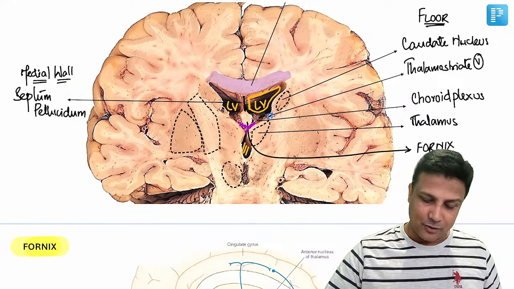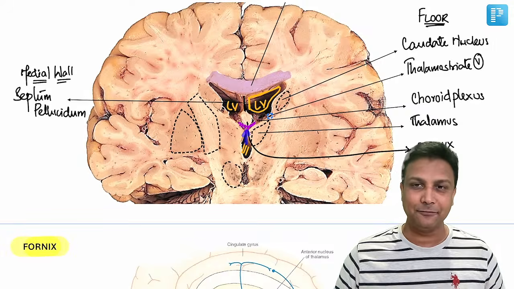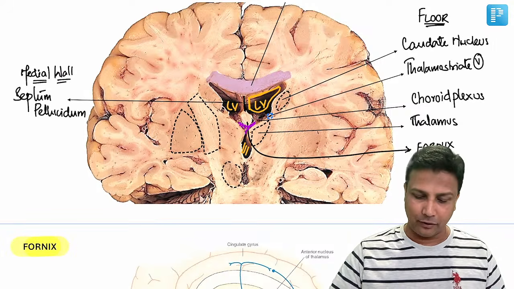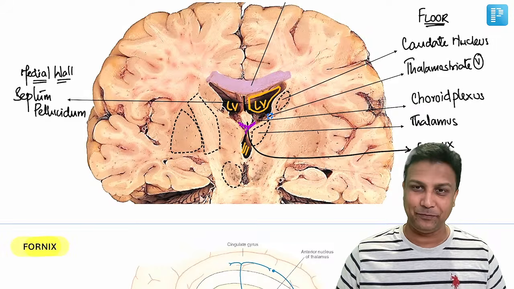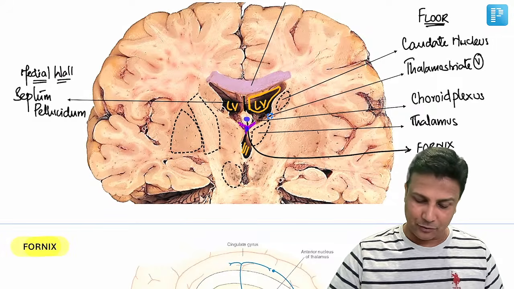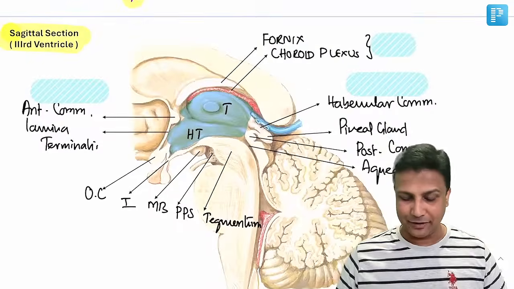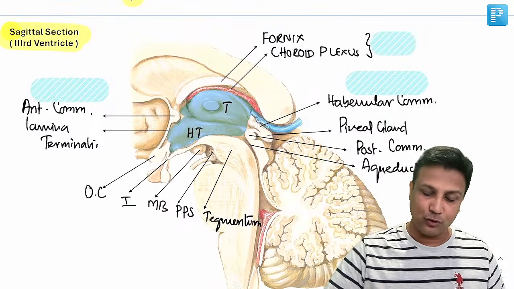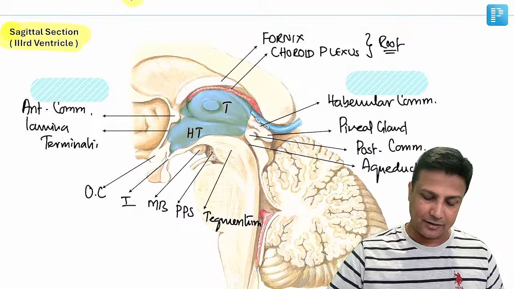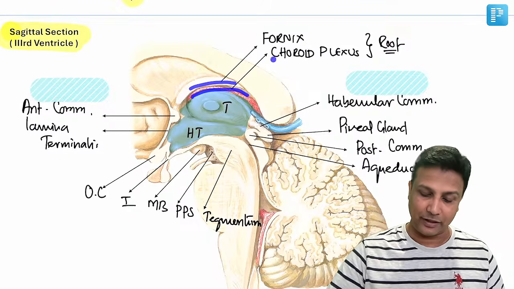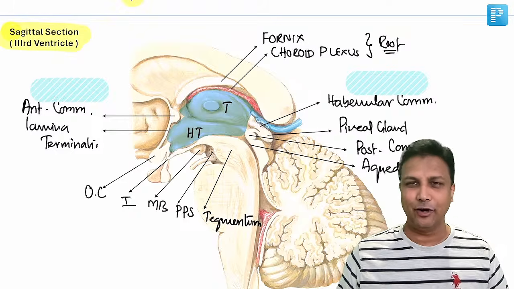Now, similarly, what is going to form the roof of the third ventricle? The roof of the third ventricle will be formed by choroid plexus, and then there will be the fornix. Okay, choroid plexus, and there should be fornix. So please look at this diagram here. Of course, the roof of the third ventricle is actually formed by the choroid plexus over here and the fornix above that one here.